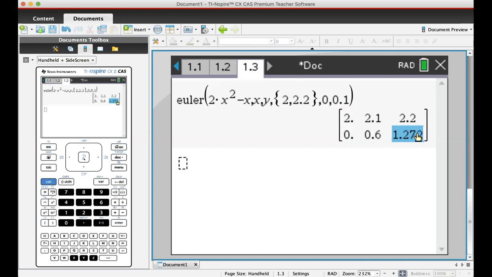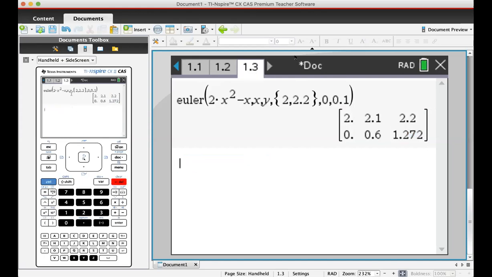But to get the next one, we need to start from 1.272 plus the step length multiplied with the derivative. What is my value for the derivative? f of 2.2, okay? I need to substitute the previous x value and y value into my derivative function to get the next y value, okay? So the answer should be C, okay?